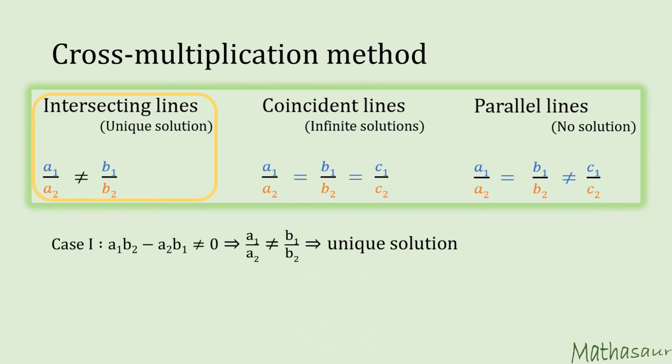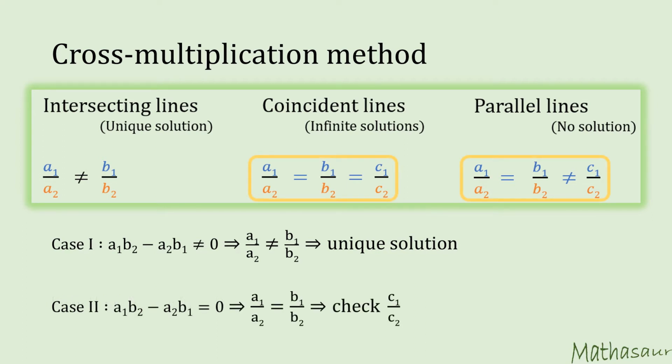Now this is very interesting. So if the denominator a1 b2 minus a2 b1 is non-zero, then that represents a unique solution for the given pair of equations. However, if this term was equal to 0, then a1 upon a2 would be equal to b1 upon b2. Now this is true for two cases. It is true for coincident lines as well as parallel lines.